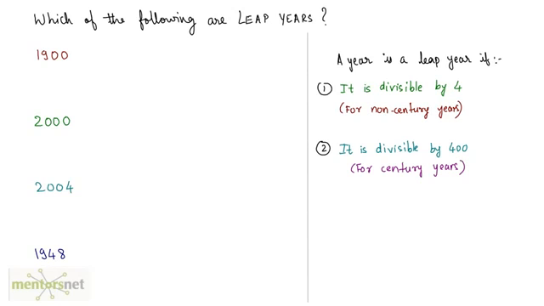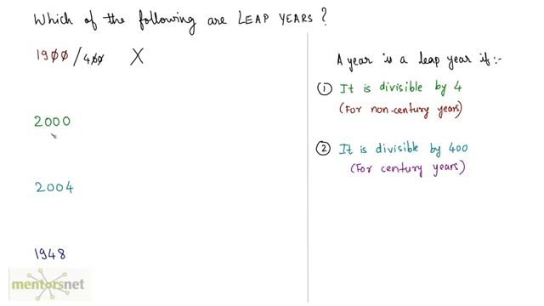Right? So let us look at these examples. Is 1900 a century year? Well, if I divide 1900 by 400 and cancel out these zeros, 19 is not divisible by 4. So 1900 is actually not a leap year. Well, 1900 is divisible by 4, but it is still not a leap year because it is a century year and it is not divisible by 400.